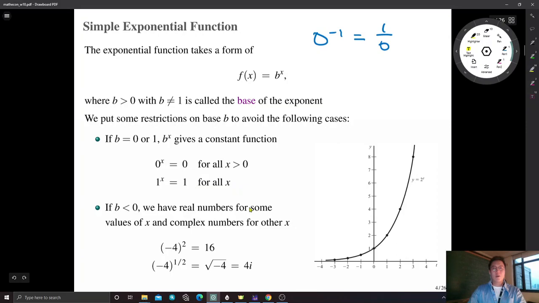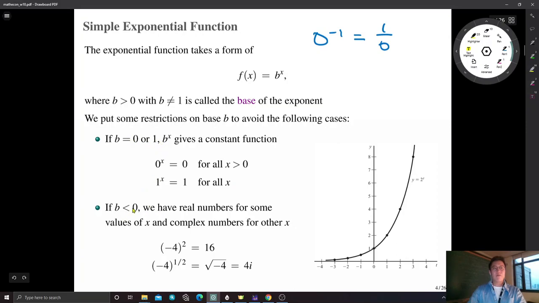So we use exponential functions to model exponential growth, but when the base is equal to 0 or 1, it gives us a constant, so that is not an interesting case. So we rule out these two bases.